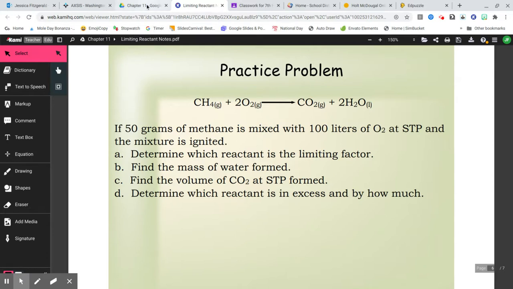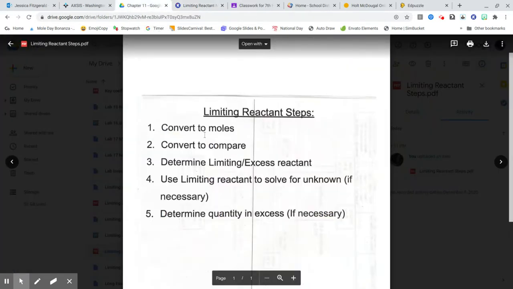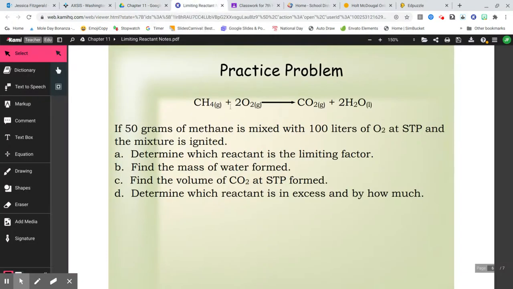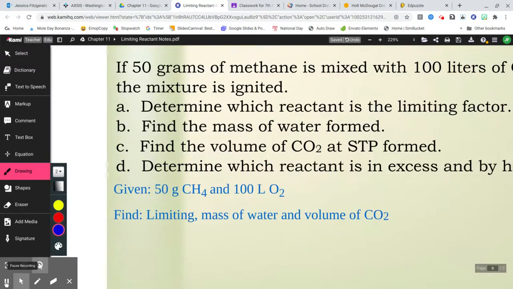So looking at your steps, we're going to first convert both of our reactants over to moles. So we know that we are given 50 grams of our methane and 100 liters of our oxygen. And we want to find out which one is our limiting out of these 2 and how much of our 2 products we're making. So our first step, like I said, is to convert both of these reactants over to moles.